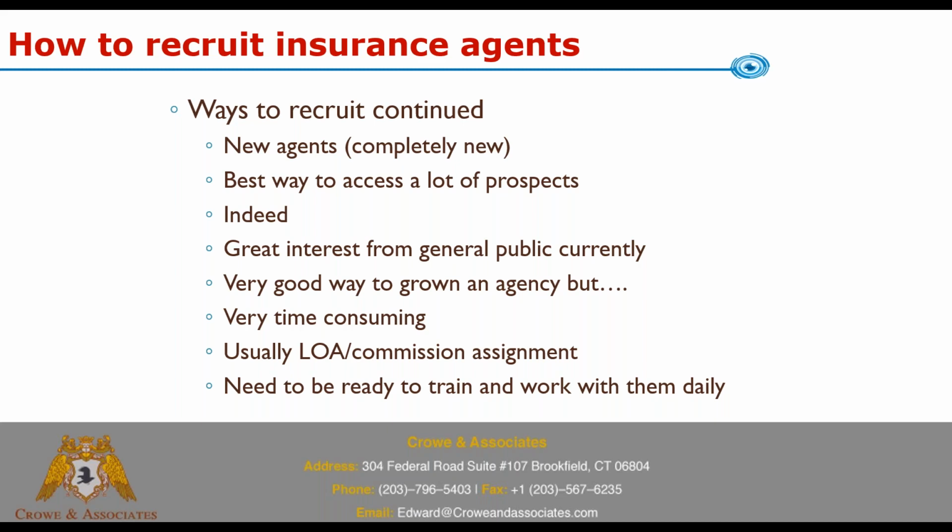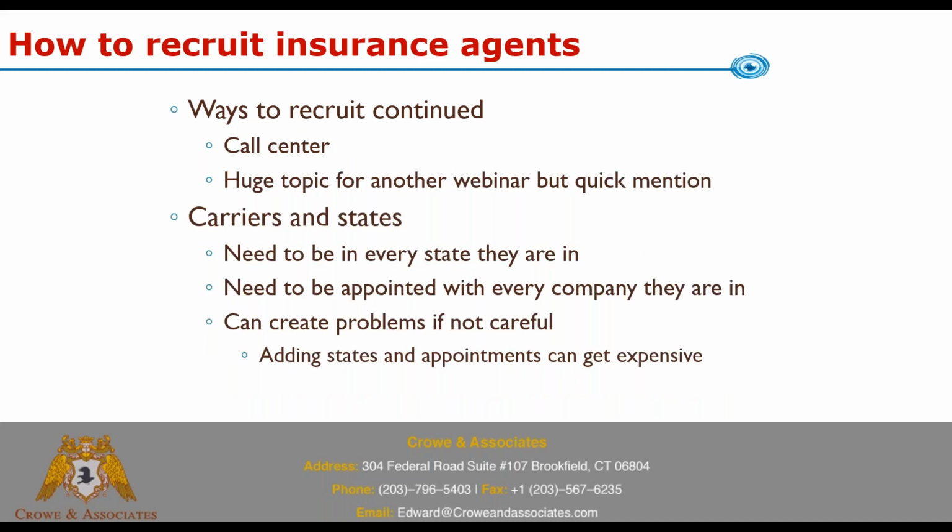These people need to get licensed. They need to get trained. There's a lot of steps to take them from a non-licensed new person interested in the business to licensed and ready to sell. And as I said, usually those people are set up as LOA or commission assignment. And you need to be ready to train and work with them daily to make that work. So an agency that focuses on brand new people will succeed as long as it's set up well, and as long as you get into it knowing you're going to have to get your hands dirty and you're going to have to train them on a daily basis. It's not something that's just going to automatically happen.